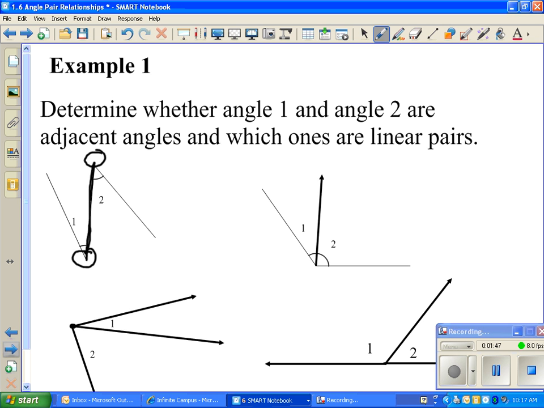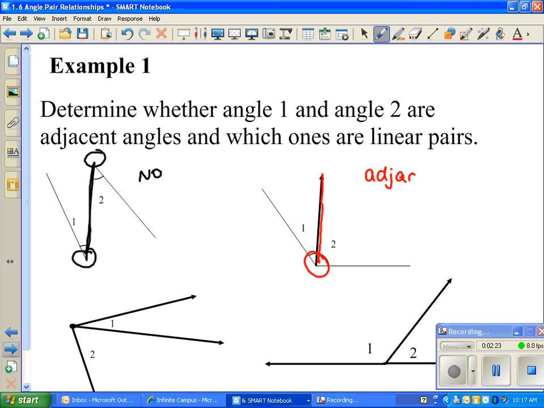No. There is none. So it's not an adjacent angle, because these are not common vertexes. They don't share the same vertex. Their vertex is on the end of the line segment, but they're not common. They're not the same one. How about 1 and 2? Do they form adjacent angles? Are you sure? They have the common side, same vertex, so they are adjacent.